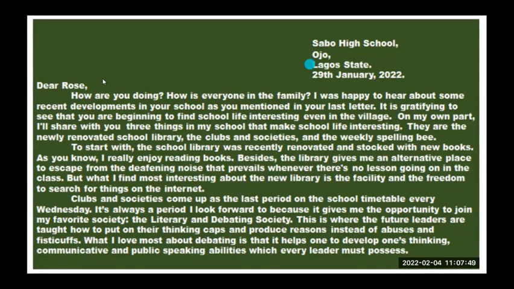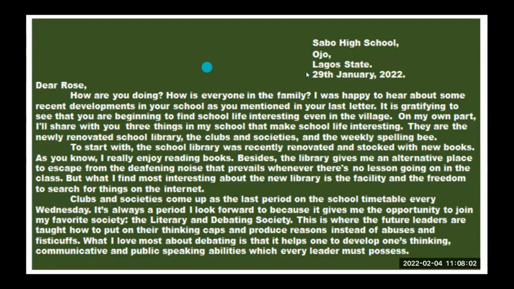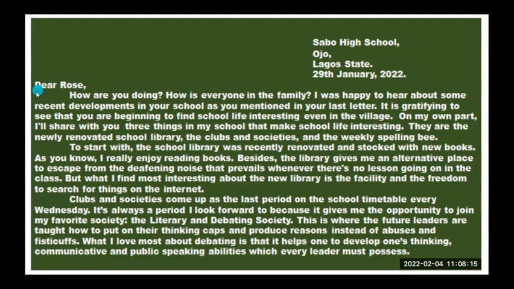Okay, so the next thing is the salutation. In a friendly or informal letter, we don't need to write the address of the receiver. And so you only write your own address and date, and you go to the next line at the left-hand side margin, and then you begin with the salutation. And in this case, we have written, "Dear Rose." Take note that there is a comma after "Dear Rose."